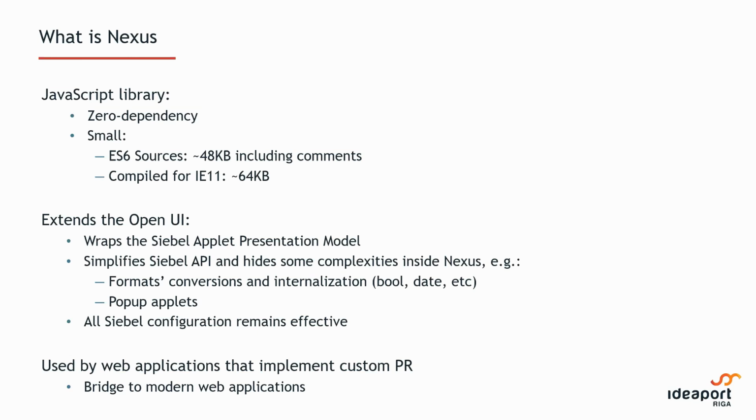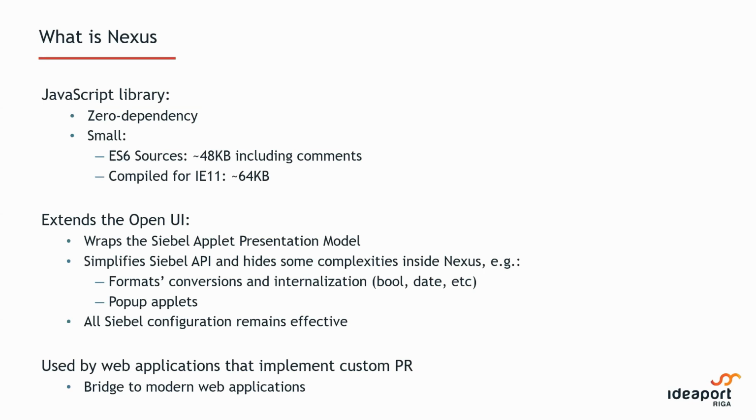So Nexus extends Open UI by wrapping the Siebel applet presentation model, and the main intention is to simplify the Siebel API and hide some complexity inside the Nexus code. It's mainly about format conversion and internationalization, and also working with data in pop-up applets. It was already stated, I think, but it makes sense to mention that all Siebel configuration remains effective. So basically everything is configured in Siebel Tools, and in the Siebel application it's still in place, so there are no hacks or anything like that.